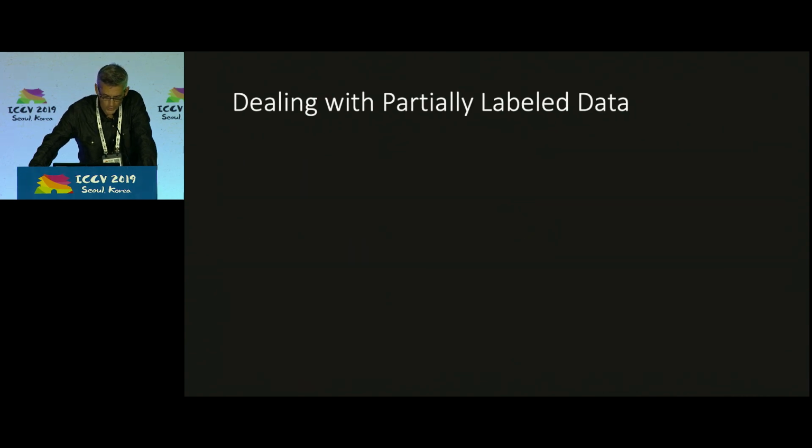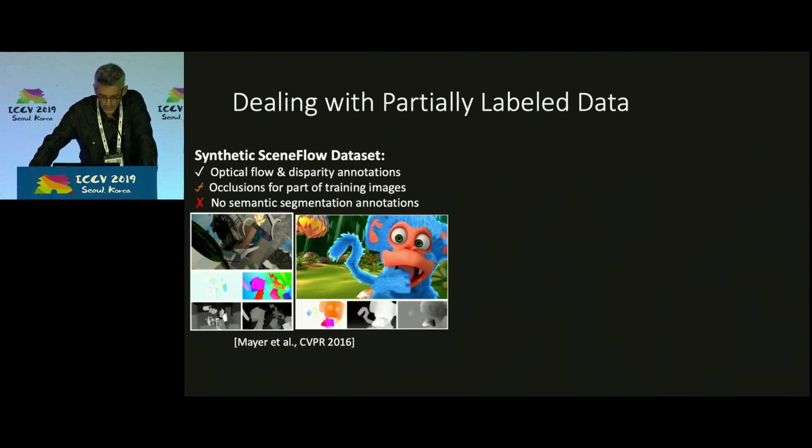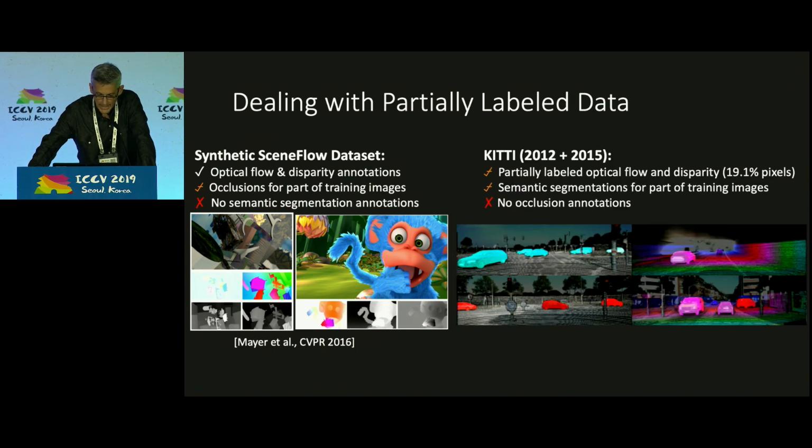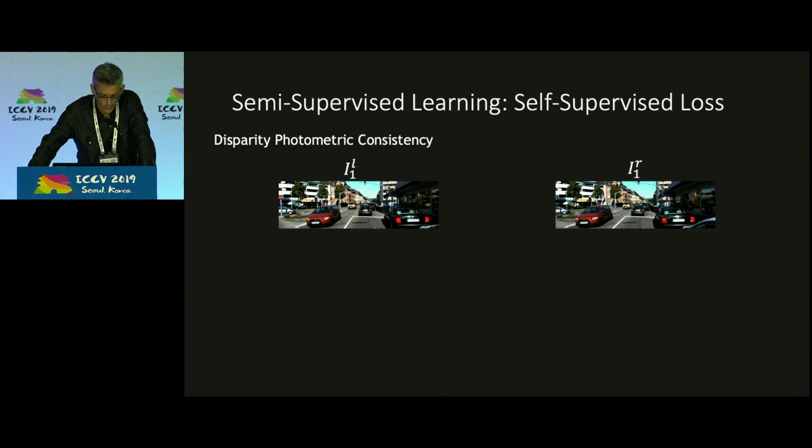So I now want to address the issue of dealing with partially labeled data. We're estimating so many things here that there's no data set that actually has ground truth for all 5 of these outputs. For example, the synthetic scene flow data set has optical flow and disparity annotations, but no semantic segmentation annotations. The Kitty data set has partially labeled optical flow and disparity and semantic segmentations for part of the training images, but no occlusion annotations. So we need a way to train our network even though we don't have all these labels.